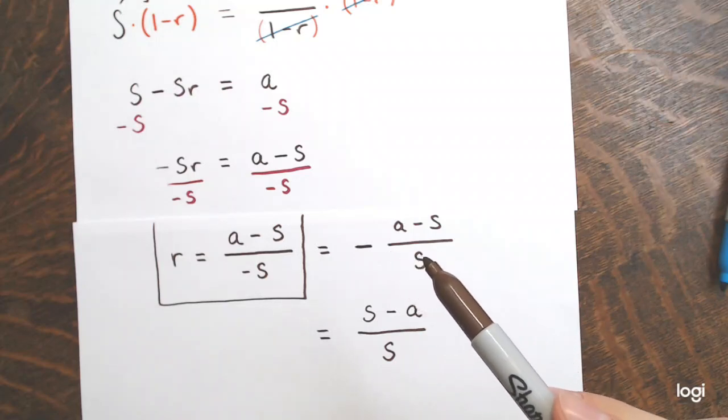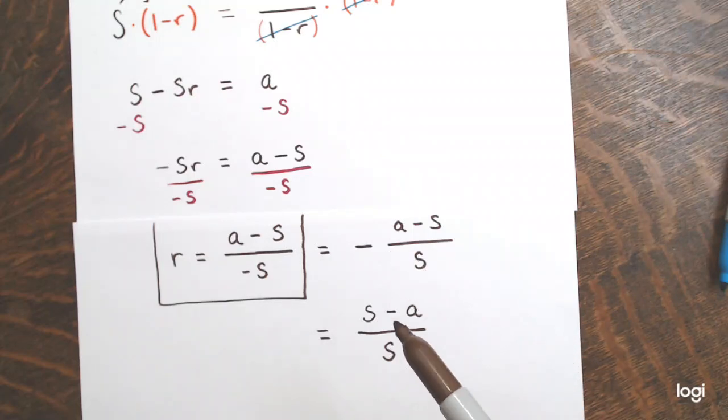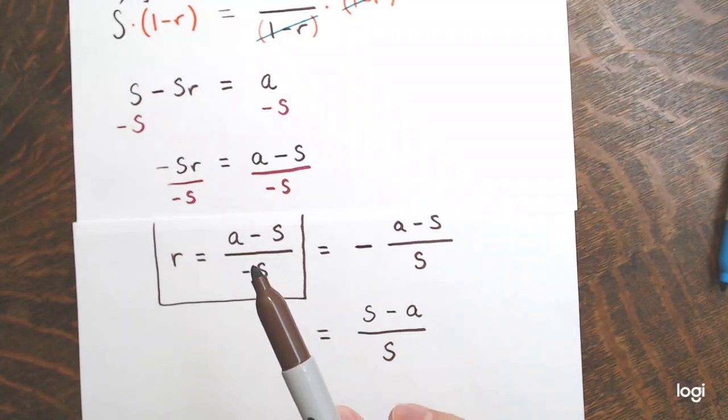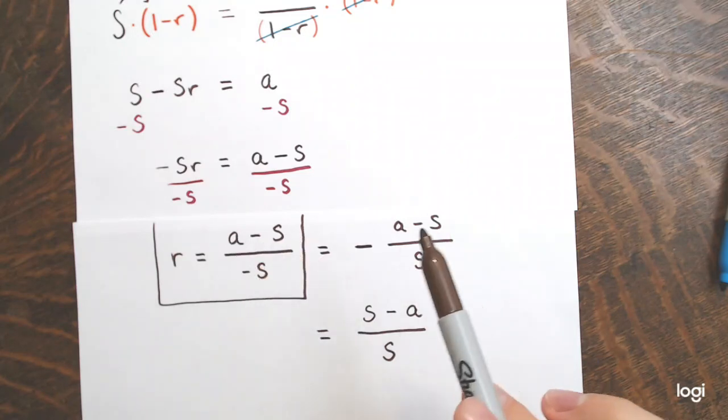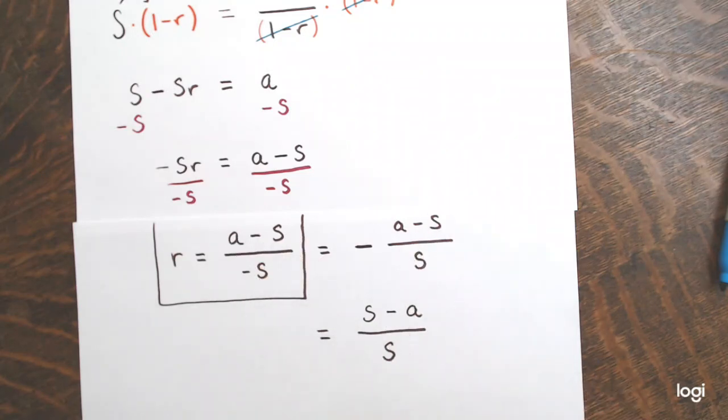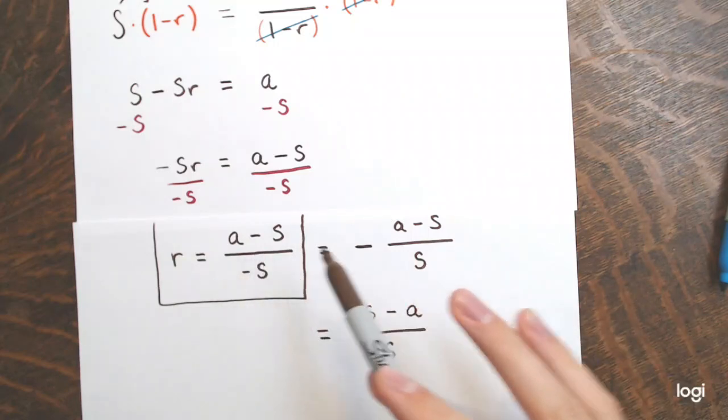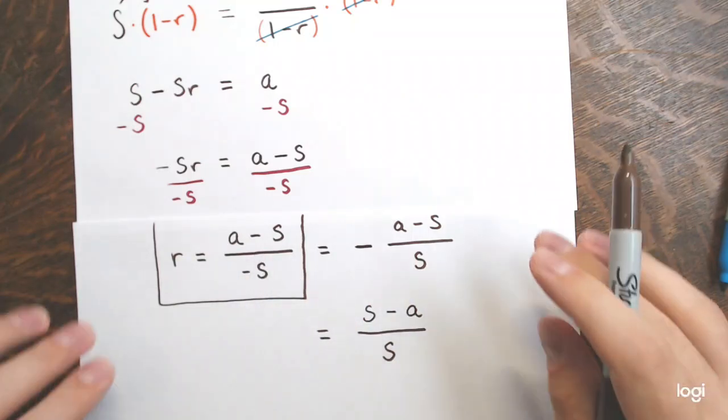Again, as long as s is not 0, right? Don't divide by 0 or have a denominator of 0. And see that this expression and this expression and this expression would all have the same value. Try it out. When s is 6 and a is 3, when s is 7 and a is 15, you'll see that all three of these things mean the same thing.